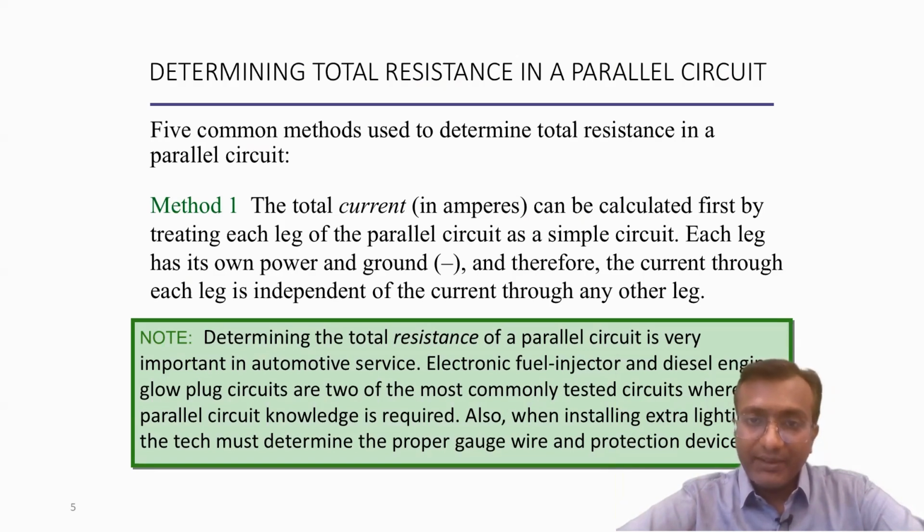The total current in amperes can be calculated first by treating each leg of a parallel circuit as a simple circuit. Each leg has its own power and a ground, and therefore the current through each leg is independent of the current of any other leg. So this is a very simple system. We know the supply voltage for each load, and we know the resistance value of that particular load. From that, we can determine the current flowing to that load by using Ohm's law.